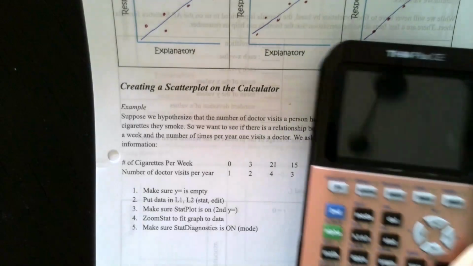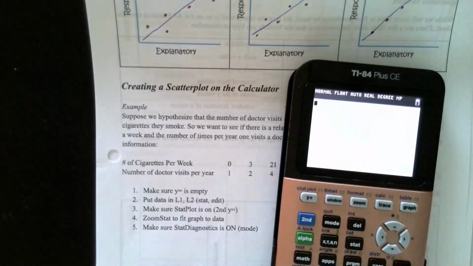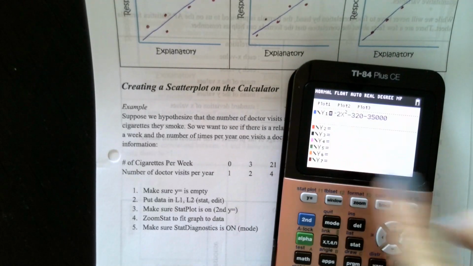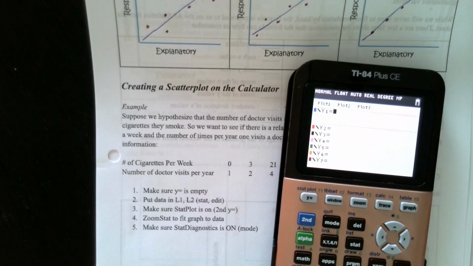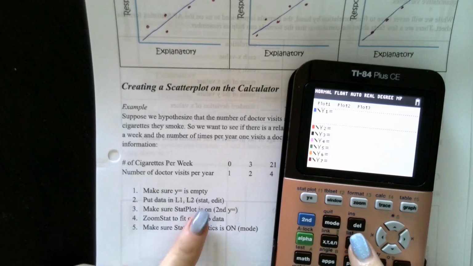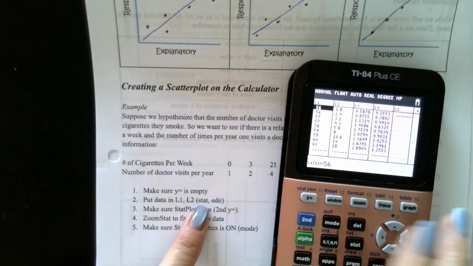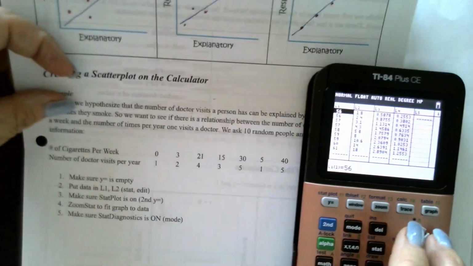So here's what we're going to do. The first thing that we need to do in our calculator is make sure we don't already have something set in y equals. So I'm going to clear that out. I need to put my data in. So to put the data in, you're going to go to Stat. I have this written here. You're going to go to Stat, and then you're going to go to Edit. And I'm just going to put this data in List 1 and List 2.